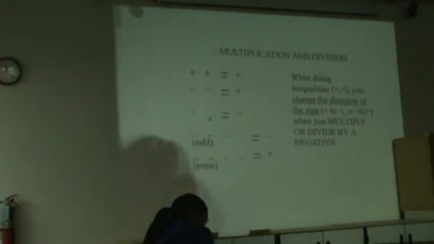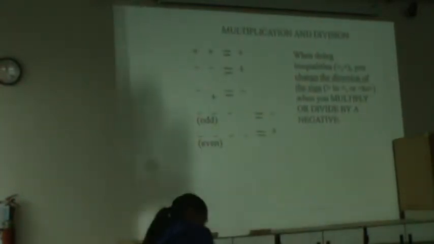So when you see a multiplication problem, like -6 times -4. You look at 2 negatives here, you already know it's positive. The multiplication part's just normal. 6 times 4 is 24.